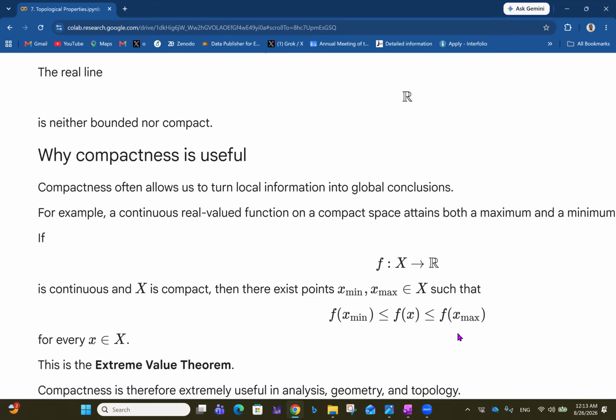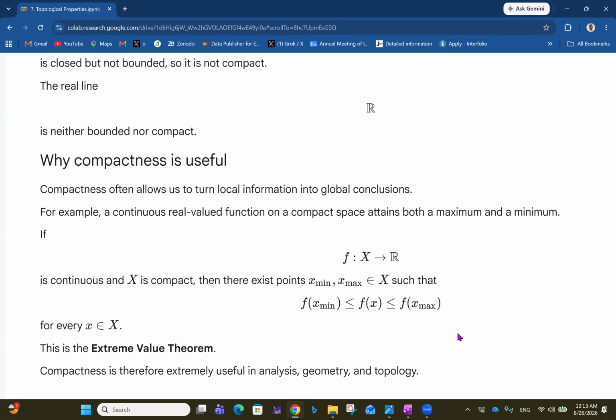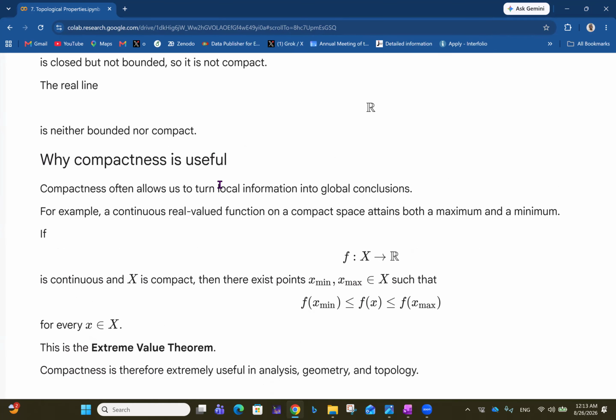Then, why is compactness useful as a property in topology? Compactness often allows us to turn local information into global conclusions. For example, a continuous real-valued function on a compact space attains both a maximum and a minimum.